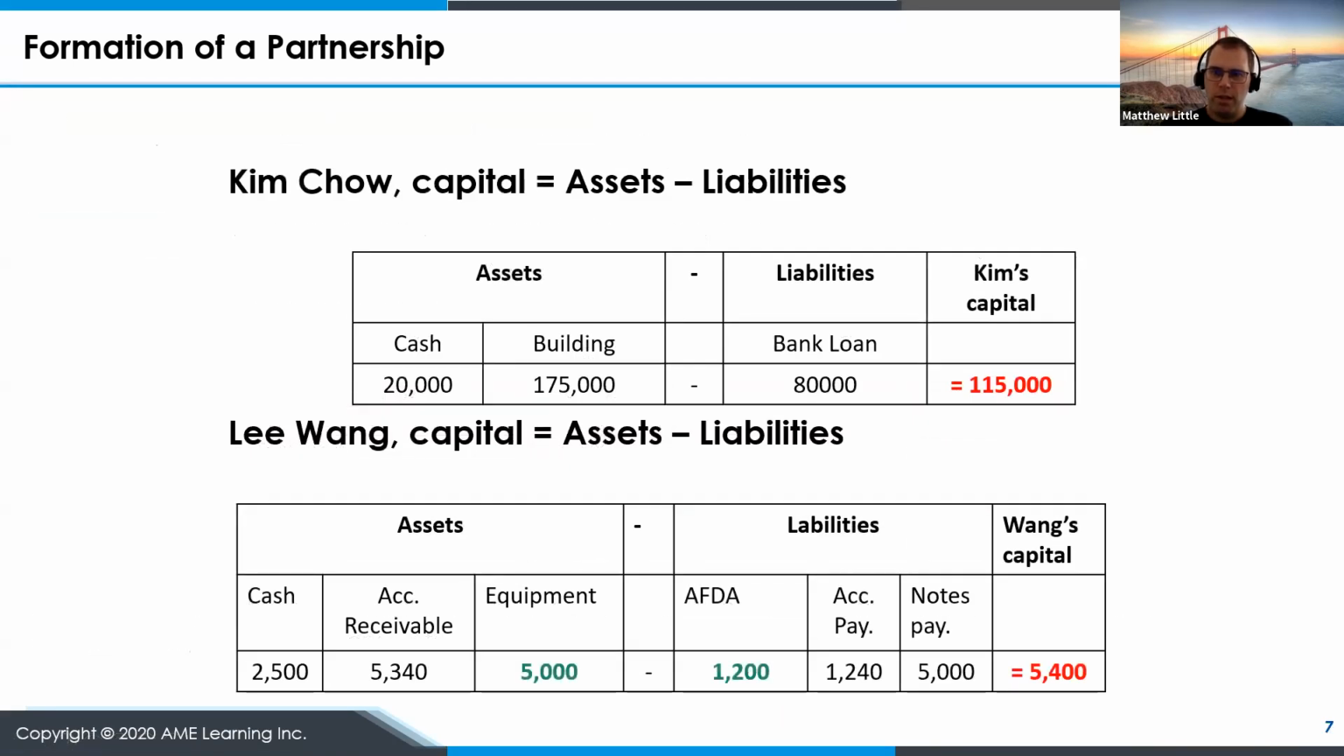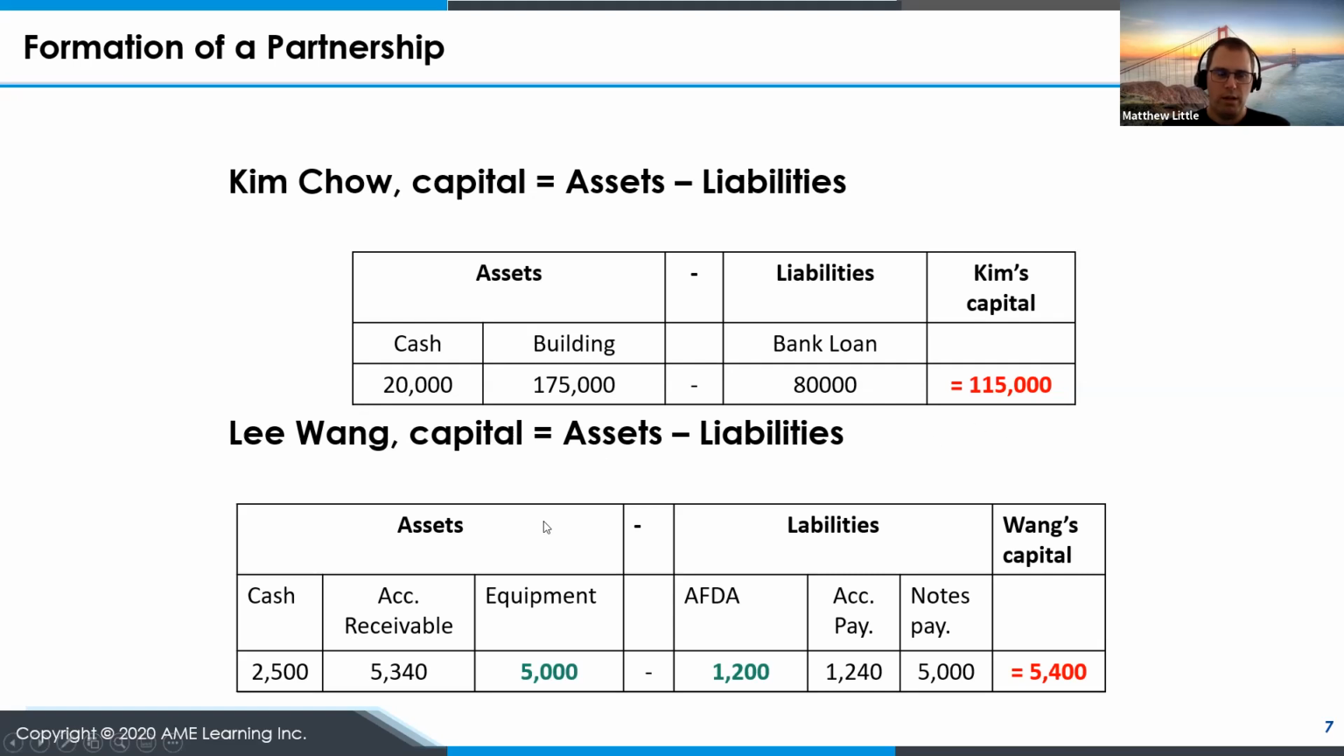So to determine what the capital is of the two initiating partners, you look at Kim Chow, take the cash of $20,000, the building of $175, plus the bank loan of $80,000 being attributed to the new partnership. Kim's capital would be $115,000.